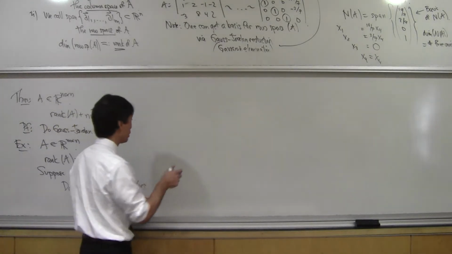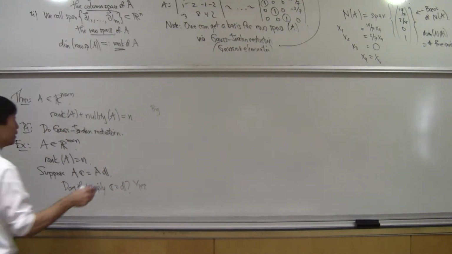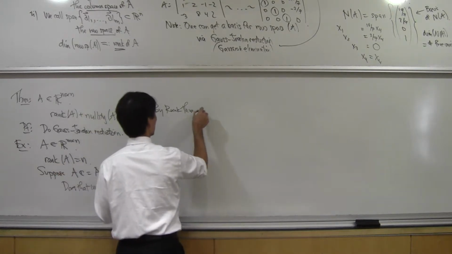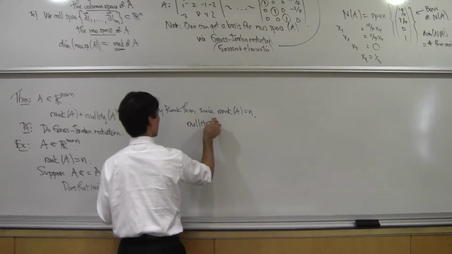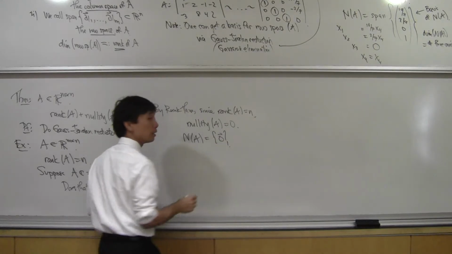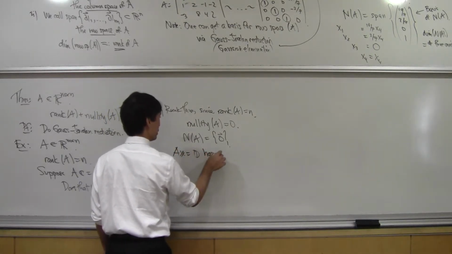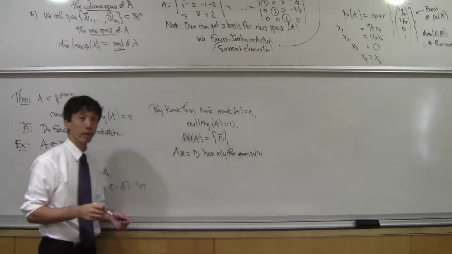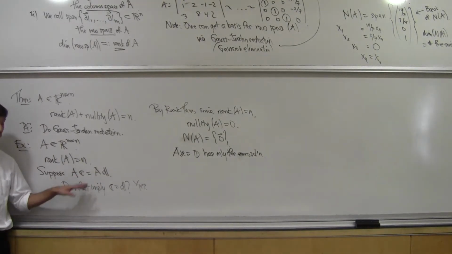Yes, absolutely right. By the rank theorem, since the rank of A is n, we know that the nullity is 0. In other words, the null space is just the 0 vector. That means that AX equals 0 has only the 0 solution. And if this were a square matrix, then you'd say you're invertible, so you can multiply by the inverse and cancel out that A on both sides.